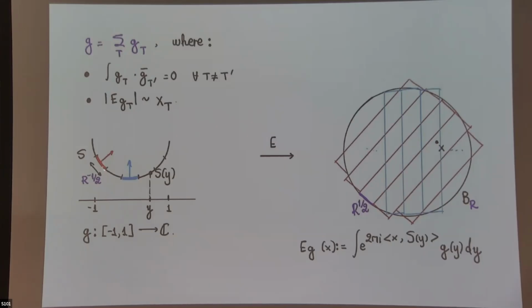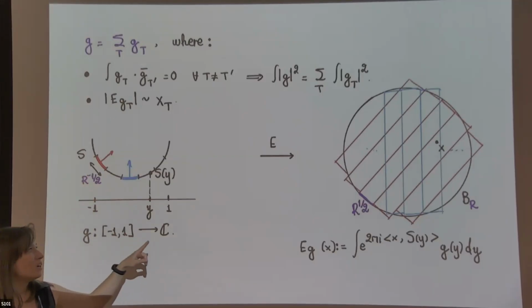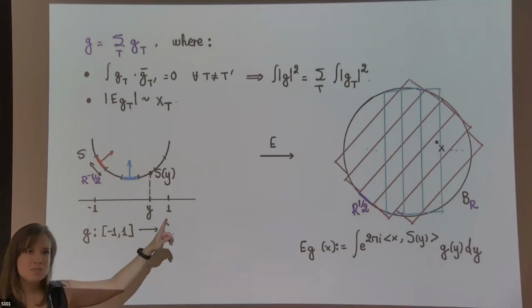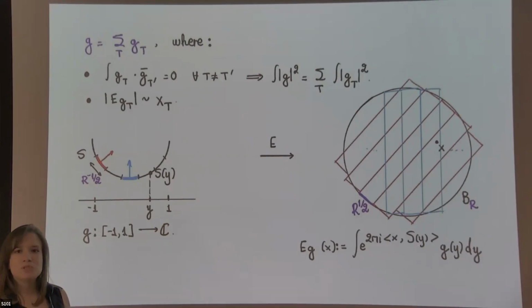We explained it if they come from the same cap. And if they come from different caps, then they have disjoint support, so they're orthogonal. So this first property implies that the Pythagorean theorem holds for this function G. We can understand its two norms in terms of the two norms of the wave packets. The second property, as we said, is that the extension operator of every G_T is supported and essentially constant in magnitude on the corresponding tube T.